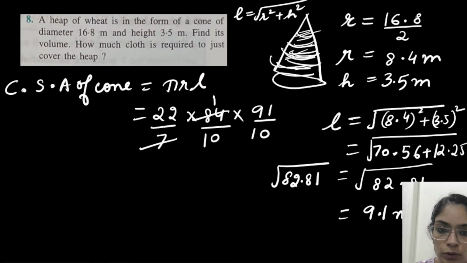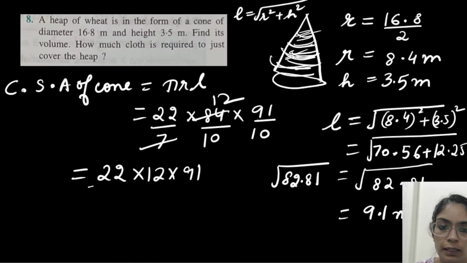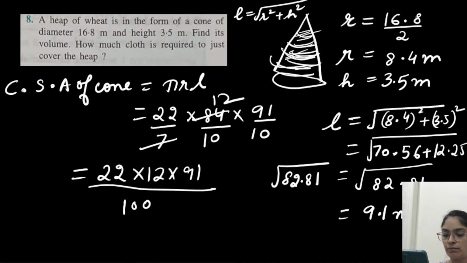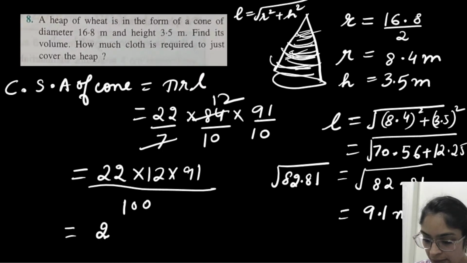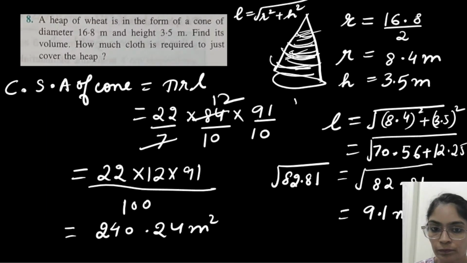So 7 into 12 is 84. Now 22 into 12 into 91, this you have to multiply. 10 into 10 is 100. Don't do any cancellation, because then directly here we can convert into decimal. So 240.24 is the answer being given. Cloth required is 240.24 meters square. So is it correct?